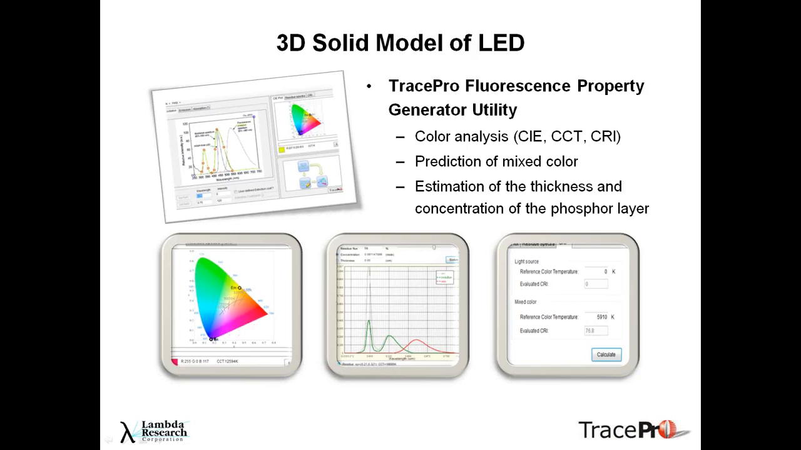And from this, we can get some color analysis: CIE color coordinates, CCT, correlated color temperature, or CRI, color rendering index, which is a measure of how accurate the source is compared to some standard. We can also get a prediction of the mixed color. So we have some of the blue light leaking through as well as some of the light from the phosphor. What's the resulting color going to be? And if we're aiming for a certain particular color temperature, we can also get an estimation of the thickness and the concentration of the phosphor layer that we'll need.